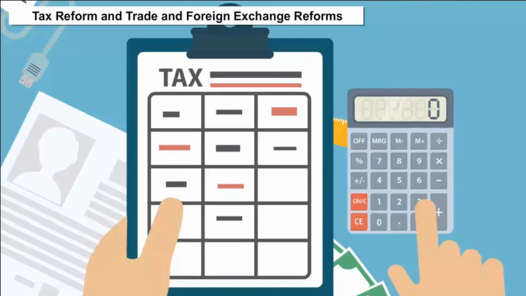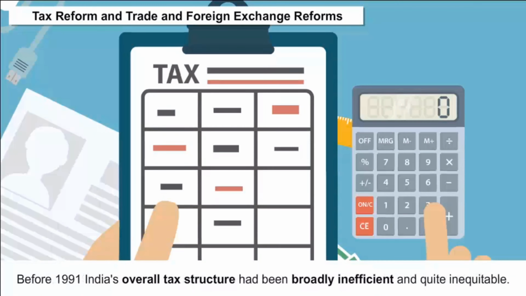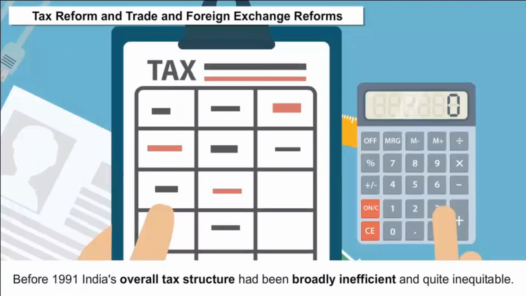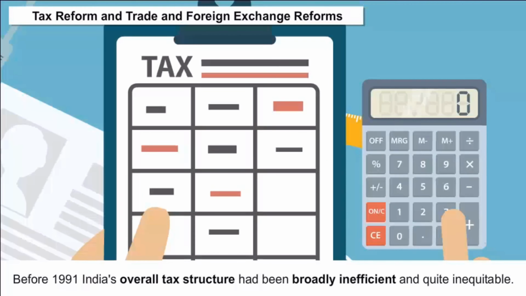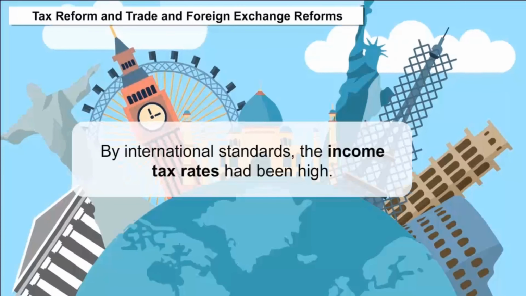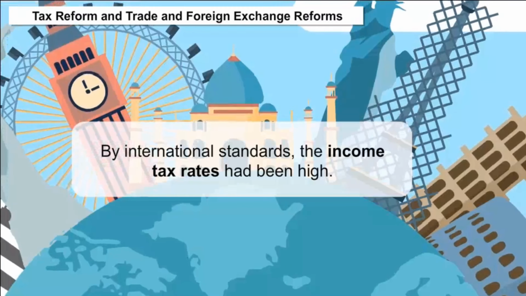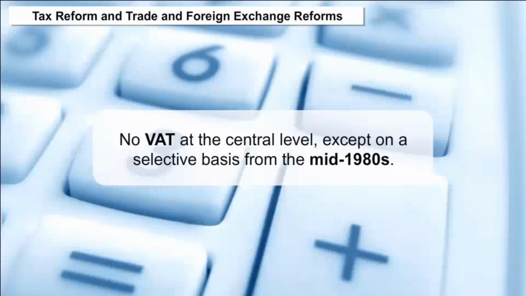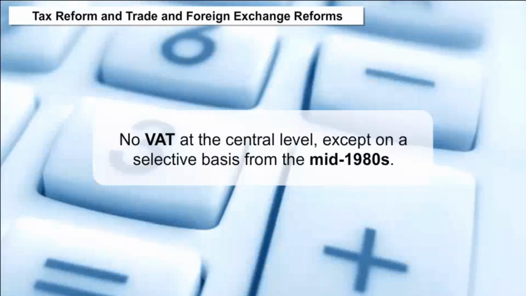Tax reform and trade and foreign exchange reforms. Before 1991, India's overall tax structure had been broadly inefficient and quite inequitable. By international standards, income tax rates had been high, and there was no VAT at the central level, except on a selective basis from the mid-1980s.